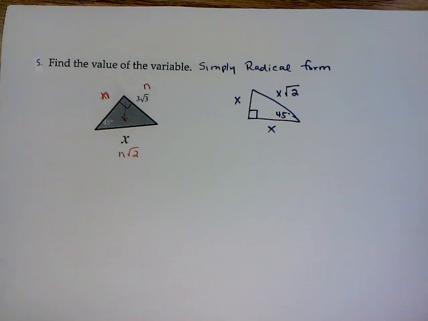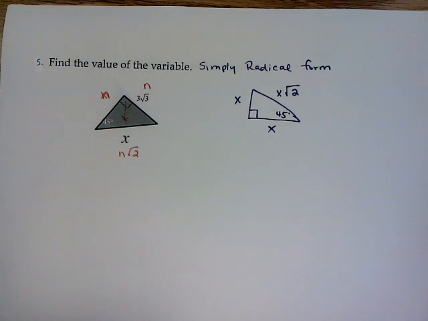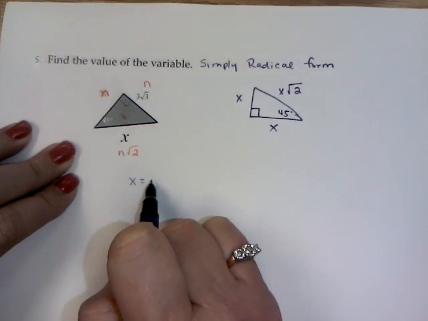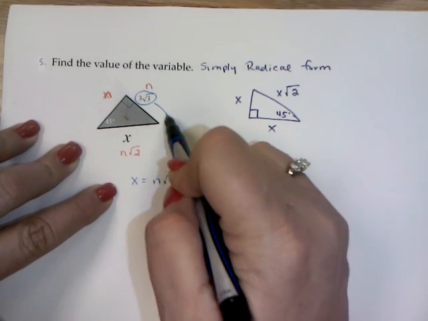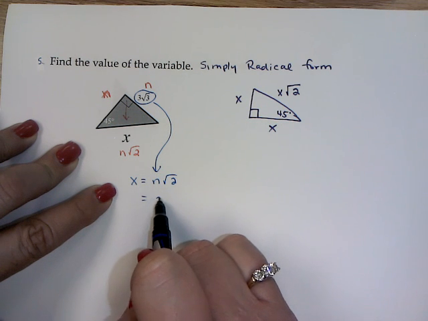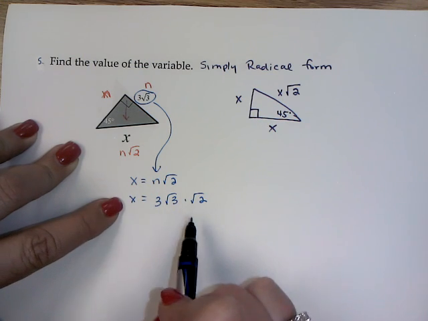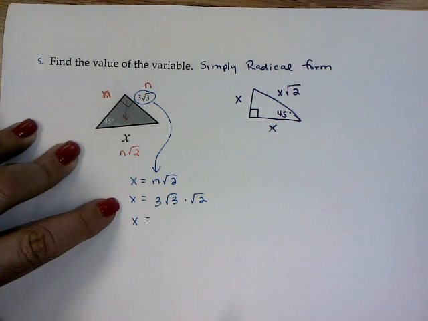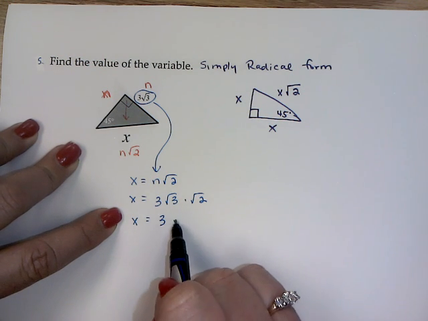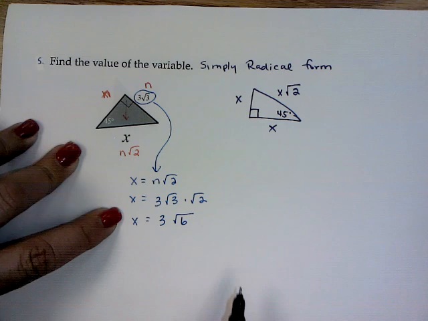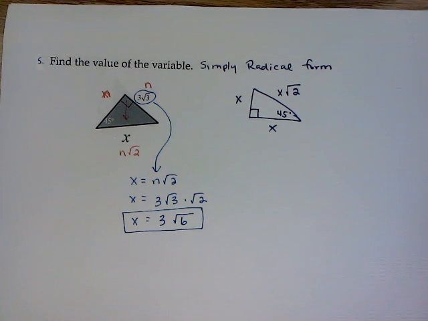So now when I go ahead and try to find what x is, x equals n square roots of 2. It equals its relationship. N is 3 square roots of 3. So it equals 3 square roots of 3 times the square root of 2. Numbers multiply with numbers, so I have 3. Radicals multiply with radicals, so I have the square root of 6. It does not simplify. I am done with 3 square roots of 6.